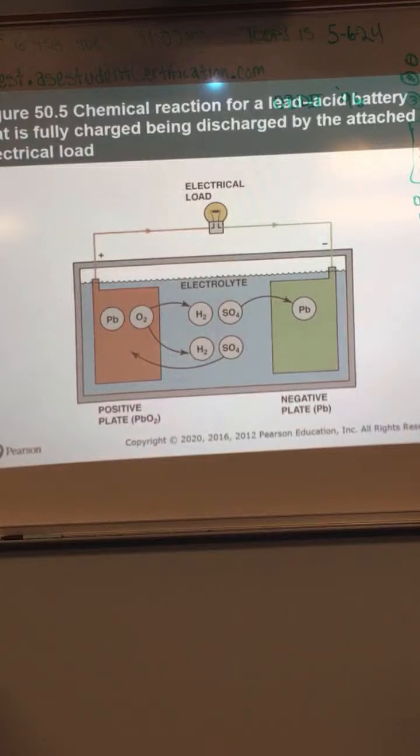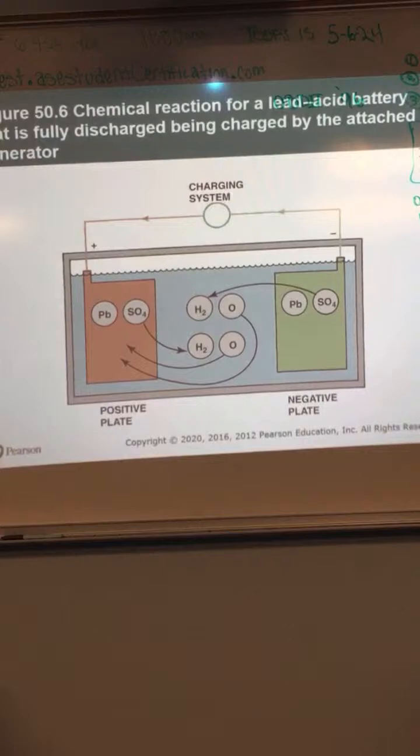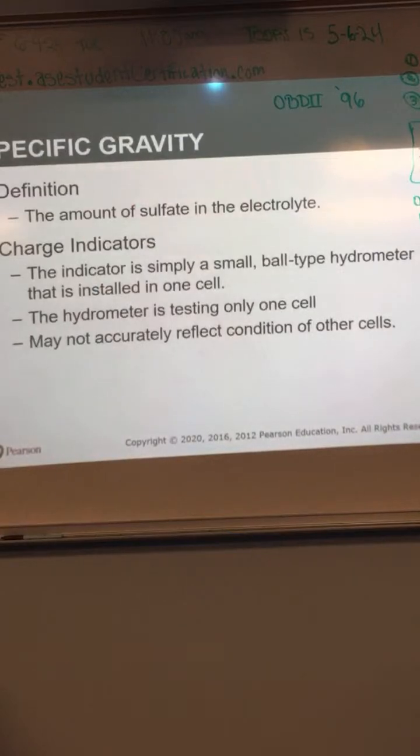The battery works on the principle of chemical reaction. Fully charged battery being discharged by an attached electrical load. This is just showing you what goes on inside the battery when it's being discharged. And that's the charging definition of specific gravity. There's going to be tests for that. There's going to be test questions for specific gravity on batteries. I'll let you know what they are, okay?